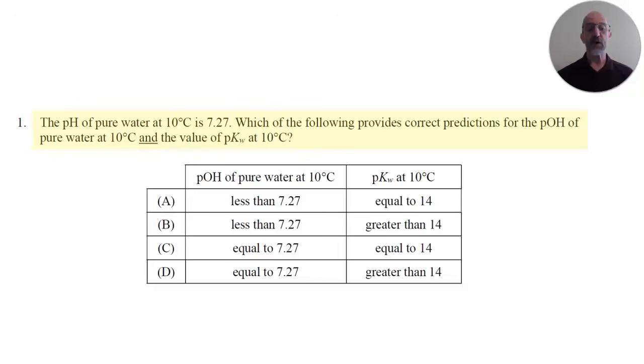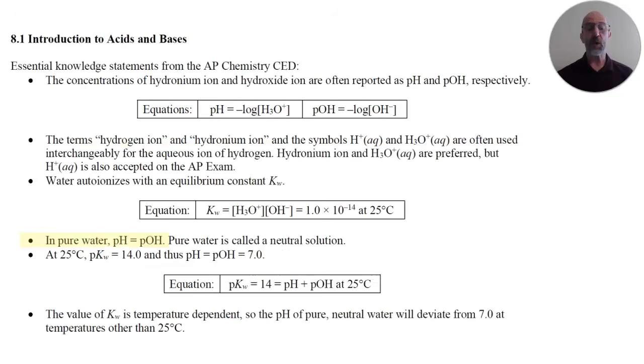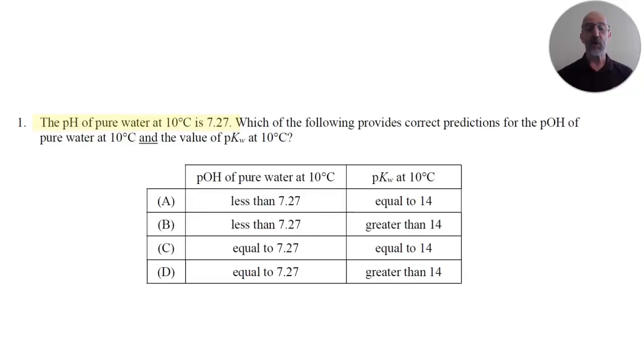So the first thing I will focus on is the fact that this is a sample of pure water. So in pure water, pH equals pOH no matter what the temperature is. So the fact that the pH of pure water happens to be 7.27 at this temperature, and it is a sample of pure water, then the pOH must also equal 7.27. So looking at our four choices, the pOH of pure water at 10 degrees Celsius is equal to 7.27, which means that the correct answer to question 1 is either choice C or D.